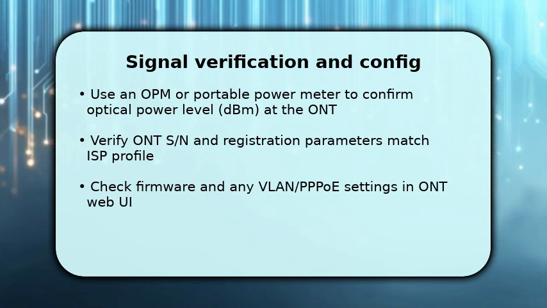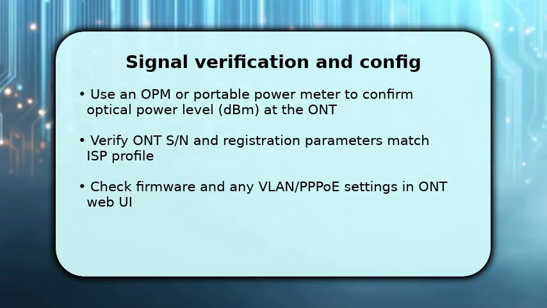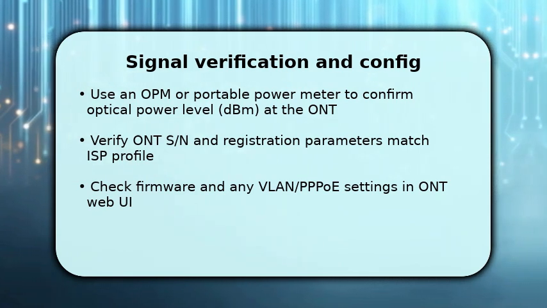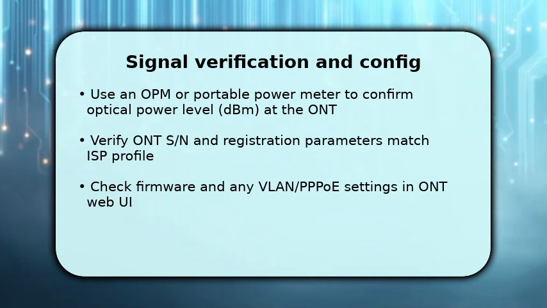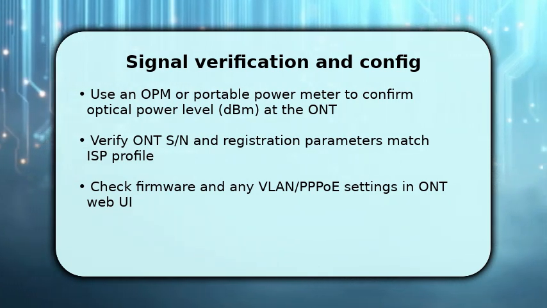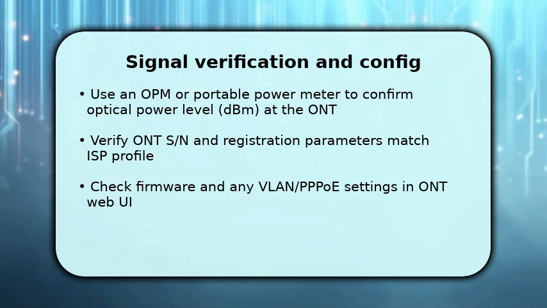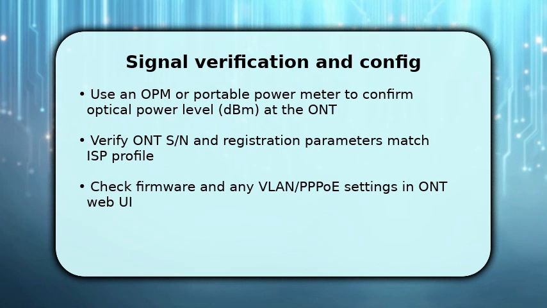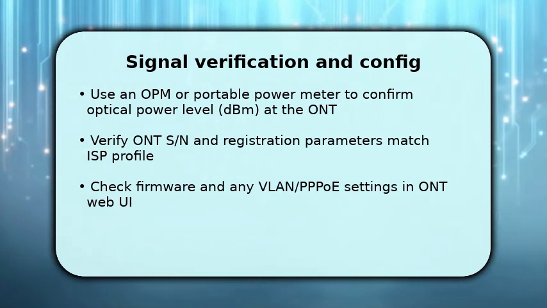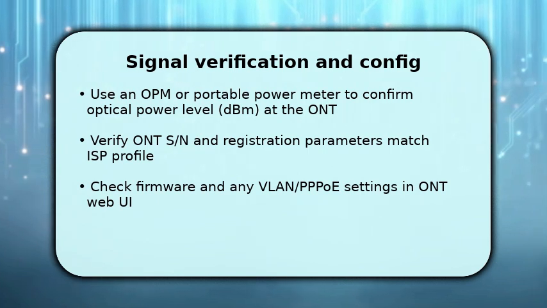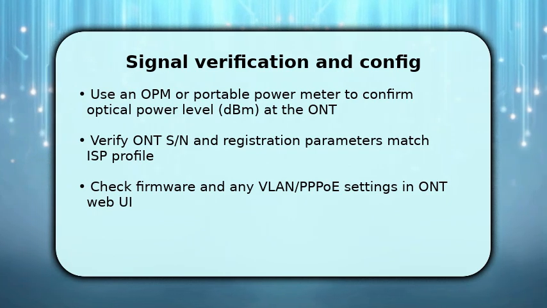Next, you objectively measure signal and confirm configuration. Use an optical power meter to read received power in dBm. If it's below the provider's spec, the link will blink. You'll also log into the ONT Web UI to confirm serial number and registration parameters match the ISB profile. Mismatched provisioning prevents sync. Once done, update firmware if available and validate VLAN or PPPoE settings, because incorrect network settings can keep the PON from locking even with good optics.